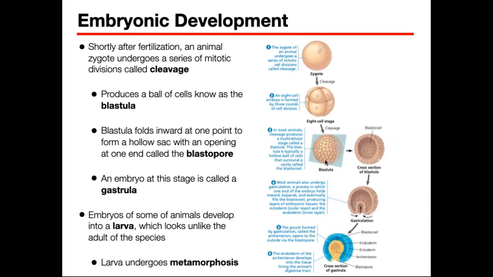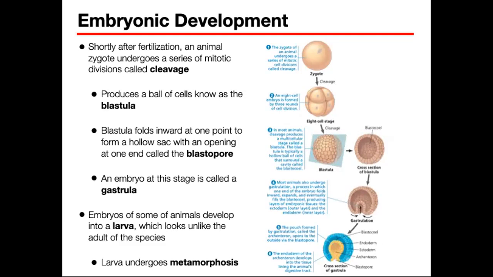But a blastula is typically just a hollow ball of cells that is surrounded by a cavity that we call blastocoel. Okay, so continuous division will give rise to the blastula, and this blastula will later on create this hollow portion, which creates a cavity that we call a blastocoel.